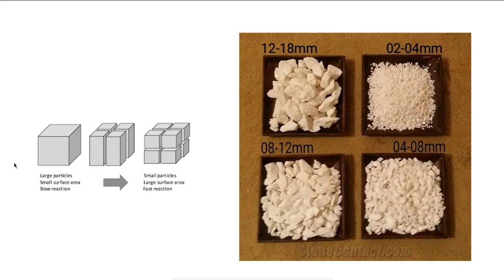Okay, so in the explanation here, a large particle like this has a relatively small surface area. But if you chop the same cube up in this diagram into lots of smaller cubes, you actually end up with a larger surface area. So you will end up with a fast reaction. So the powder here will be the fastest reaction. The larger particles will be a slow reaction.